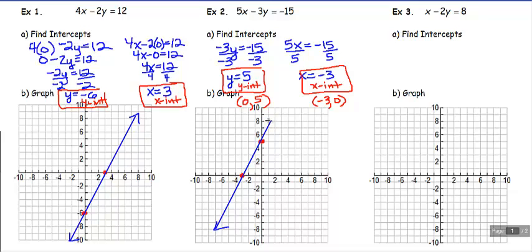And arrows on it, and we're done. So standard form really isn't that bad, as long as you're okay with solving these one-step equations here.